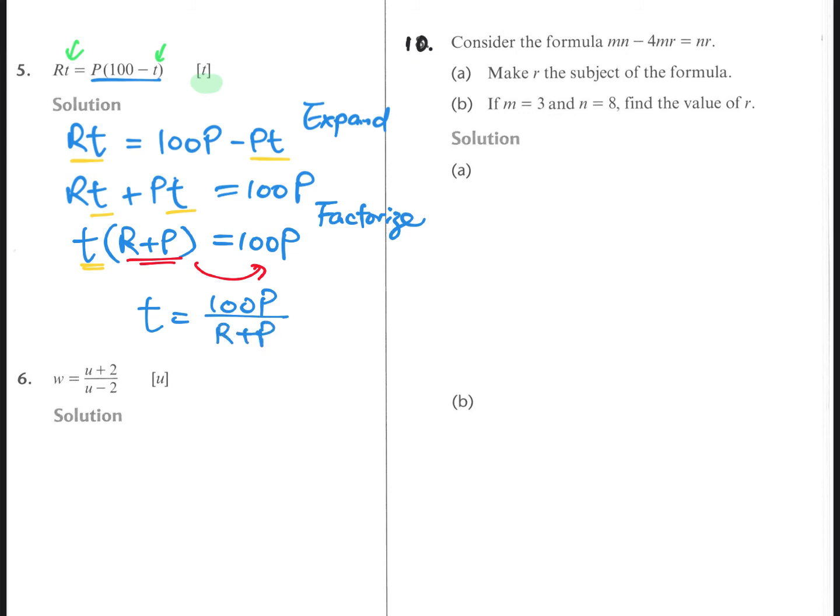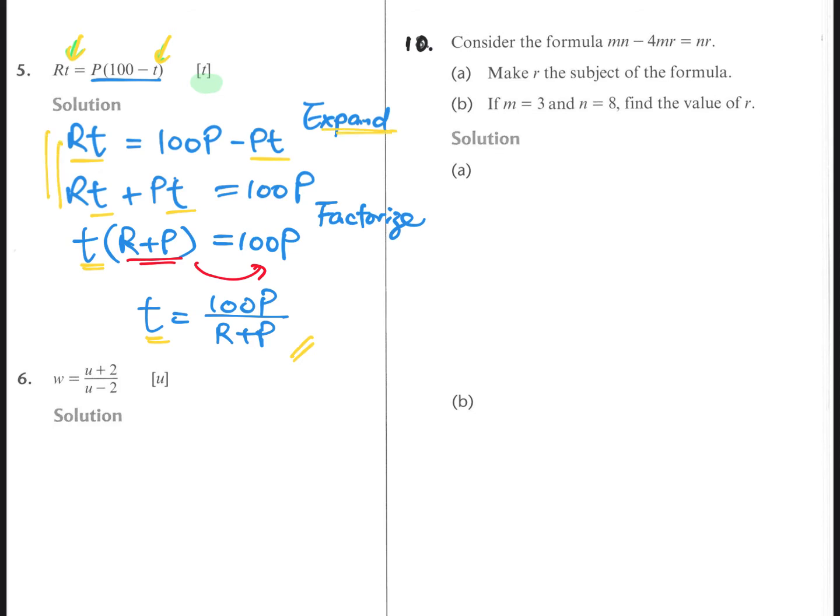And now you successfully change T to be the subject. And that's the end of the question. In conclusion, in order to change the subject to be a T in this question, first, we need to look at where the Ts are first. Next, we try to put them together by the first 2 steps.